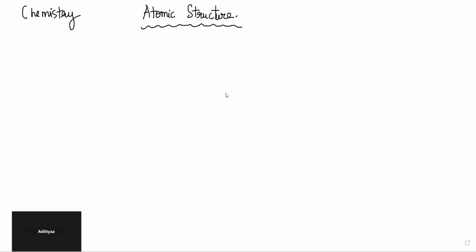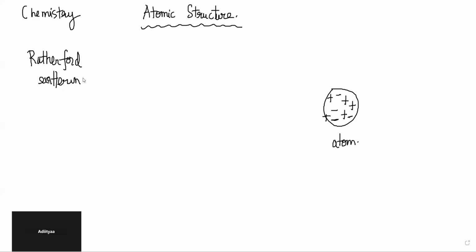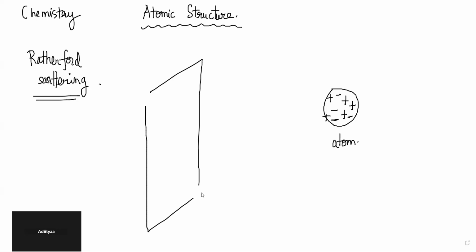So that was Thomson's understanding. Then he thought that okay, there could be positive and negative charges interspersed with each other like this, right? This was what he thought of the atom as, but then this was disproved by Rutherford's experiment, which was the scattering experiment, right? So what happened there was he took a very thin gold foil. So basically, it's like a very thin sheet of gold, right?